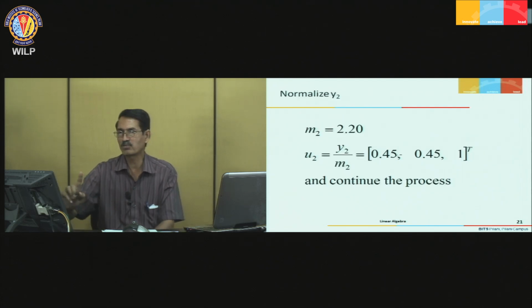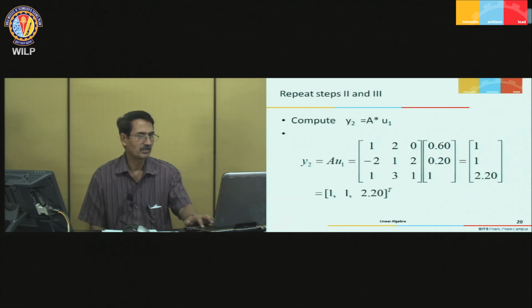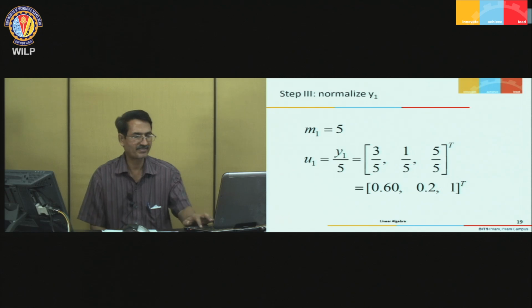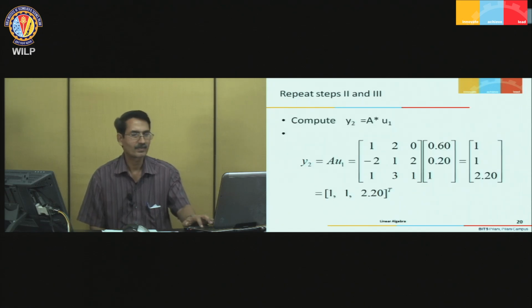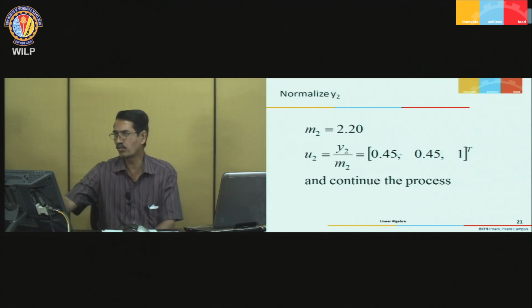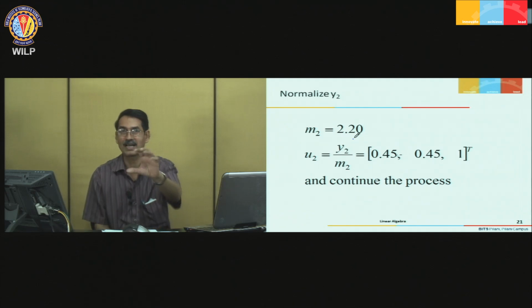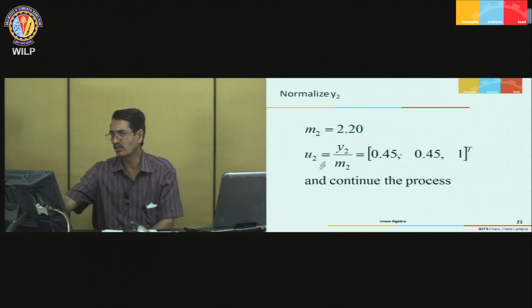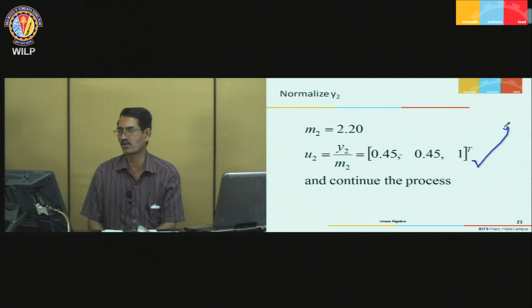So, let us see the next step. M2 is now 2.20. First of all, M1 was 5. At the second stage, M2 is 2.20. These M's are going to be finally converted into the dominant eigenvalue. It was 5, and now it is 2.20. So, u2 is y2 by M2, that is 0.45, 0.45 and 1, transpose of this. So, now this vector is in the normalized form.